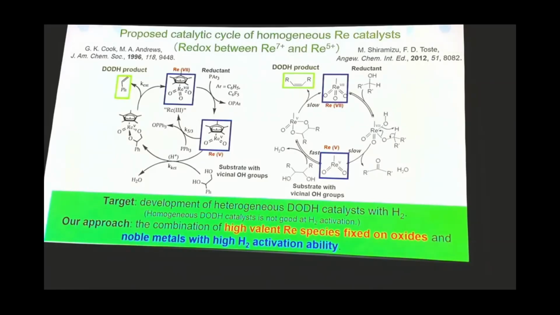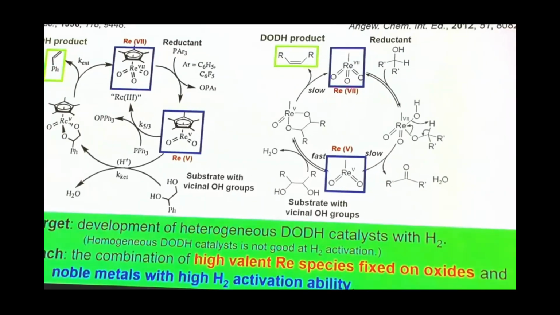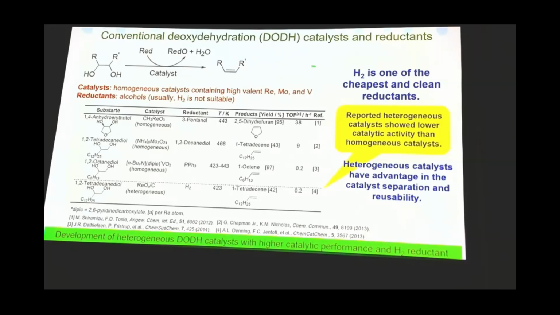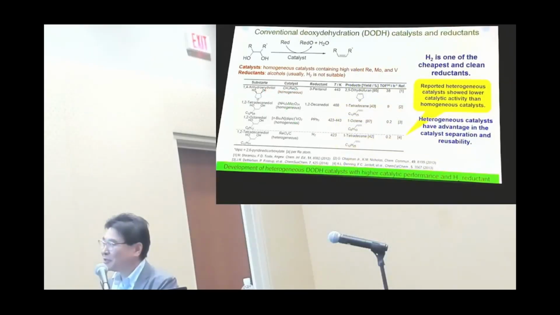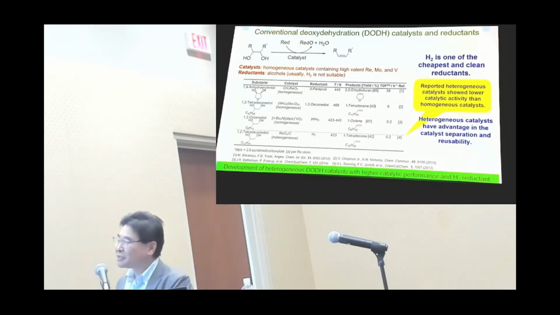Our approach is a combination of high valent rhenium species fixed on the oxide surfaces and novel metals with high hydrogen activation abilities. These are examples of previous reports on the DODH catalyst. These are the homogeneous catalysts and the heterogeneous catalysts. This is the reaction equation. Usually, the homogeneous catalysts contain high valent rhenium, molybdenum, or vanadium. Rhenium is here, molybdenum is here, the vanadium is here. The reductants are secondary alcohols, propylene glycol, and so on.